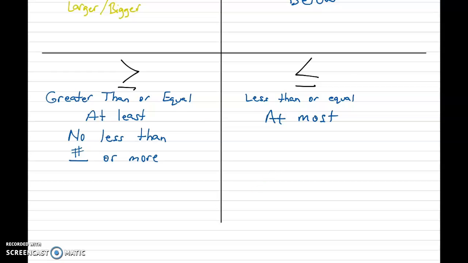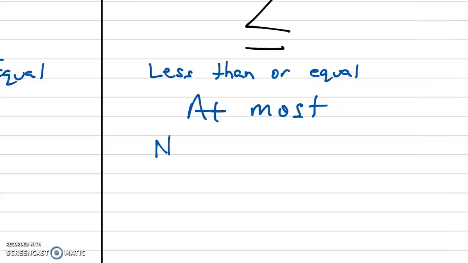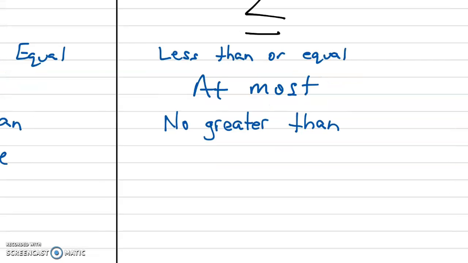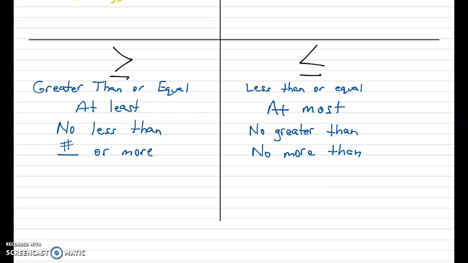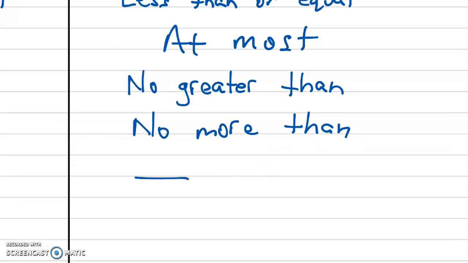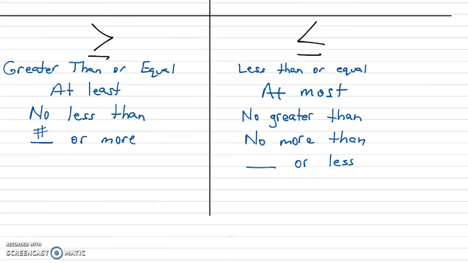No greater than. I weigh no greater than 200 pounds. No more than. And just like the last one, I weigh 200 pounds or less. So you could do just a space or less. Okay.